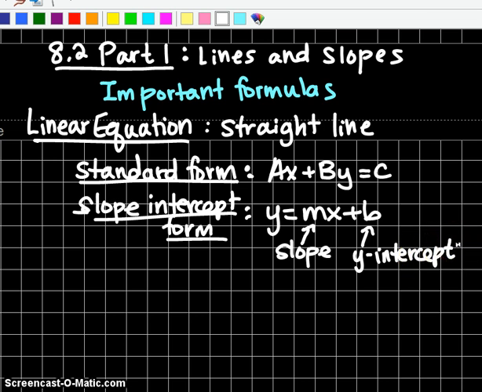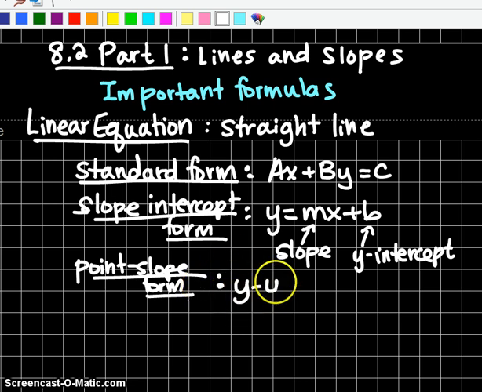The third form for an equation of a line you need to know is called point-slope form. Point-slope form is useful when you're trying to create equations of lines, which is what we're doing in section 8.3. For point-slope form, it looks like y minus y1 equals m, and then in parentheses x minus x1. And m is still the slope.